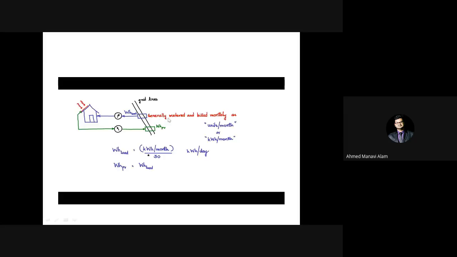Suppose it is generally metered and billed monthly as units per month. That means the bill you are getting at the end of the month, the paper they give, you will see that the amount written there is the units per month. That means like 1000 or 2000 or 400 or 500, that amount of units you spend in a month. So units per month and kilowatt hour per month are the same thing.